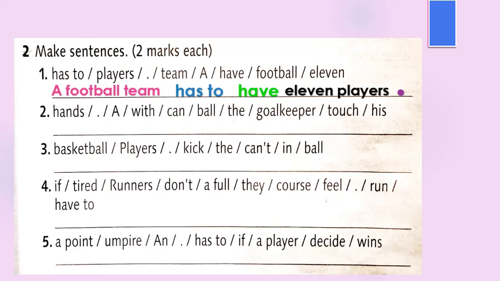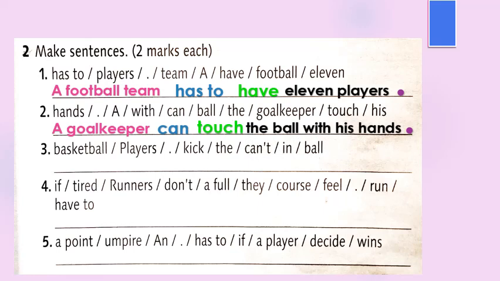Number 2. Hands. Full stop. إذن هنا لدينا نقطة. A with can ball the goalkeeper touch his. So we'll get started with full stop. And here we have can. إذا نريد أن نستخدم قاعدة can. So we need a subject. So a goalkeeper. حارس المرمى. Can. Now we need verb. Can touch the ball with his hands. And here we have the object.